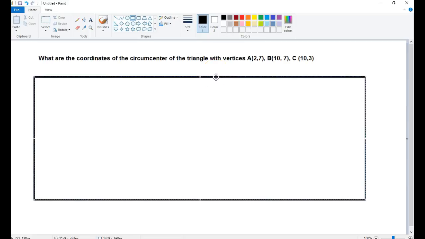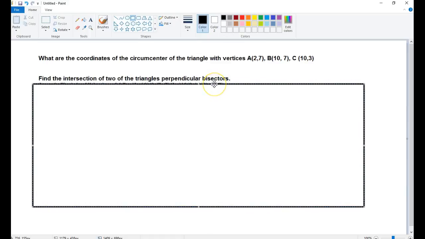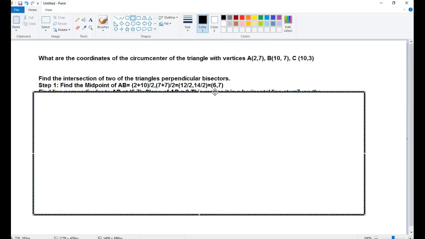Okay, so there are a couple steps we need to do in order to figure out where this is, but to find the circumcenter, all you need to do is find the intersection of two of the perpendicular bisectors. So all you need to do is two, and the third one will have to be the same. So first, we need to find the midpoint of AB. So the midpoint of this would be (2 plus 10) divided by 2, (7 plus 7) divided by 2. So it's 12 over 2 and 14 over 2, which is just 6, 7. So the midpoint of AB is going to be at (6, 7).